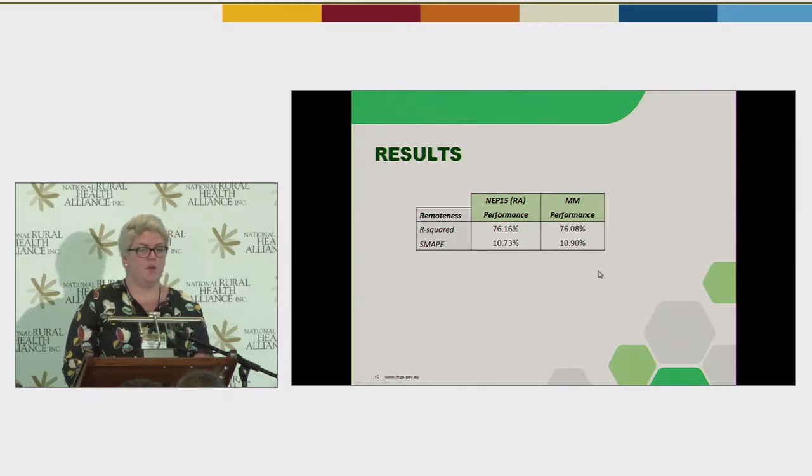In terms of performance of the model, so how well are we predicting the actual costs incurred by hospitals? That is represented by the R-squared. They're really comparable. Because the Modified Monash is largely based on RA, this is not unexpected. And SMAPE is just a measure of error that we use at IHPA, and they're fairly consistent whether you use RA or Modified Monash.